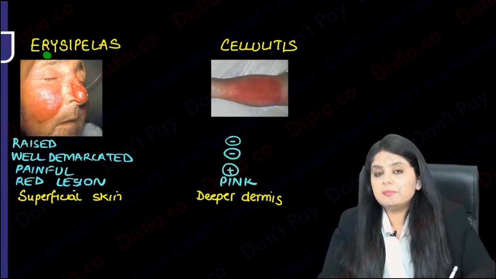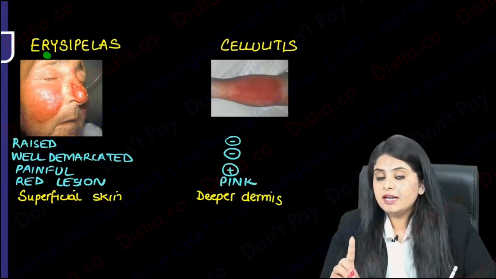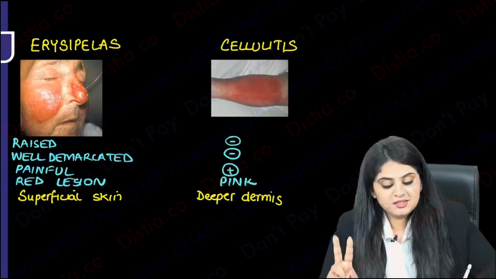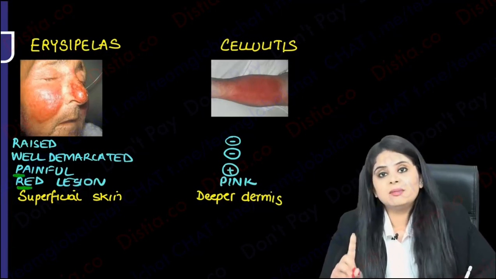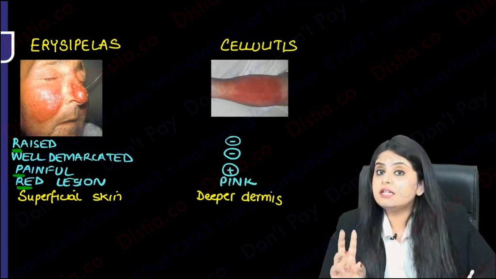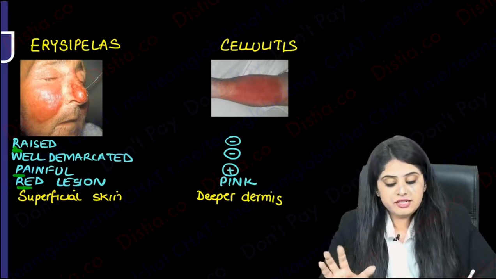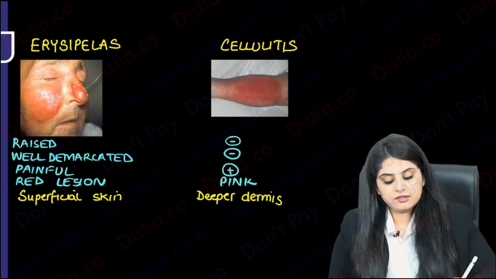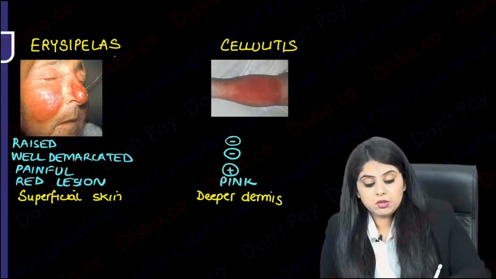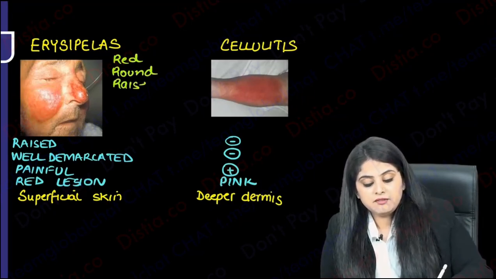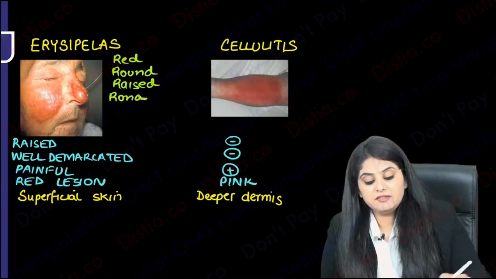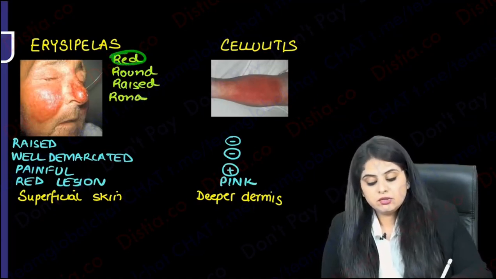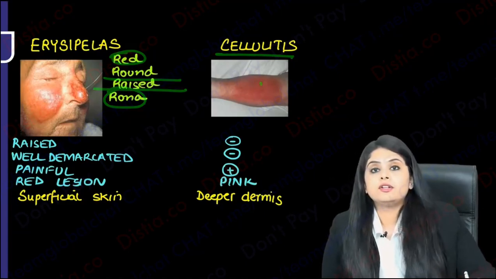So remember, erysipelas is going to be R for red and R for Rona. So there is going to be R for red, R for Rona, matlab it's going to be painful, R for raised, and I have learned R for round because proper shape banega. It is going to be well demarcated. So that is how you study it. You should be studying it in dermatology also. It is going to be R for red, R for round, R for raised, and R for Rona, means very, very painful. Okay, red and Rona is going to be over here also, but cellulitis is not well demarcated and it is not raised. Simple.